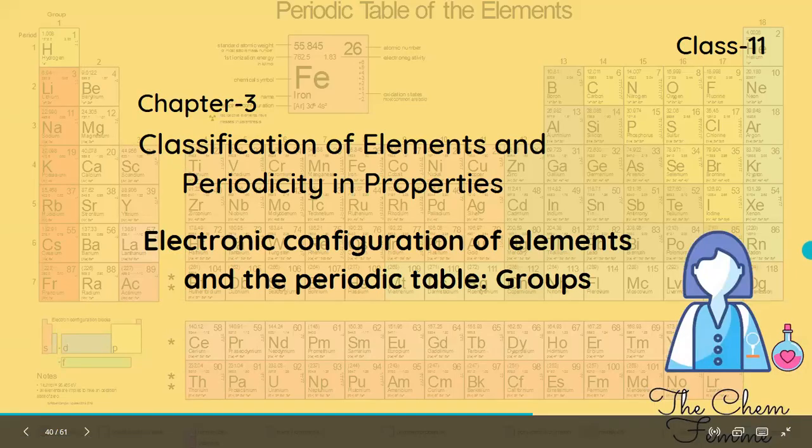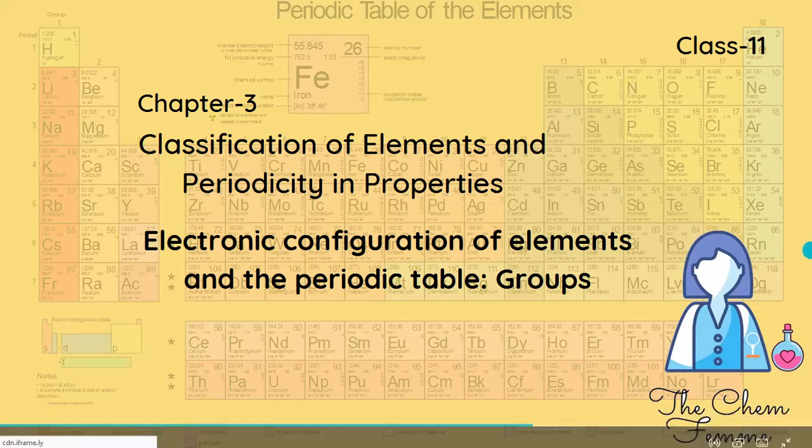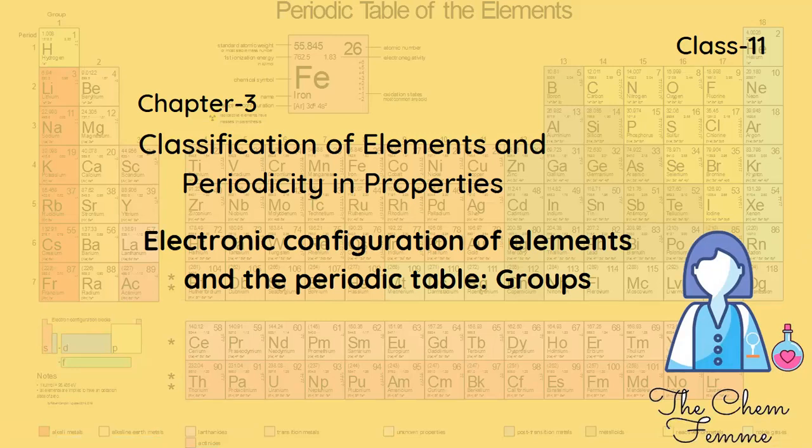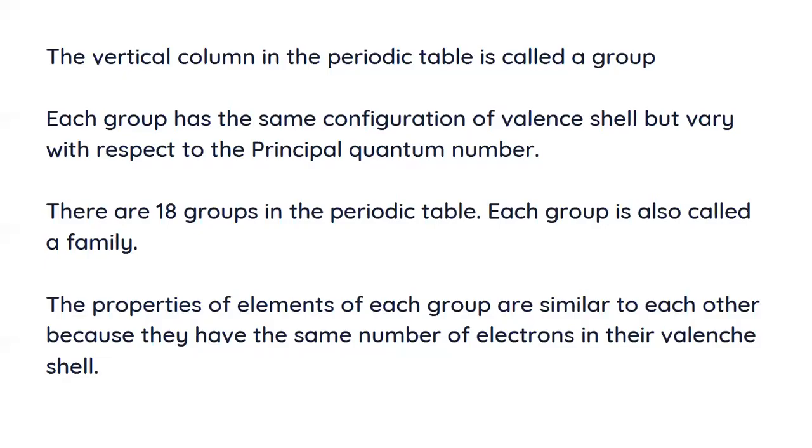In the previous video, we had learned about the electronic configuration of elements and the periodic table with respect to periods. In this video, we will be talking about groups. First of all, the vertical column in the periodic table is called a group, and each group has the same configuration of valence shell, but they vary with respect to the principal quantum number.